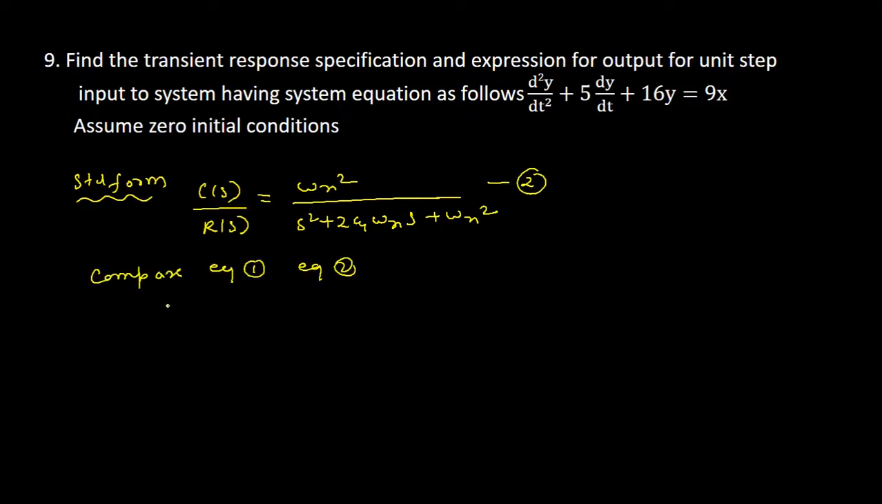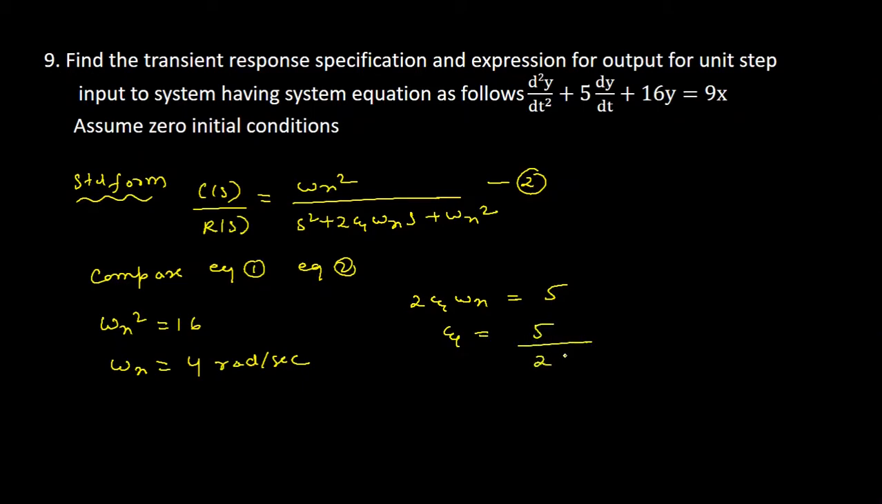Now we compare equation number 1 and 2. We will get omega n square is equal to 16. From here we will get omega n is equal to 4 radian per second. Now again when we compare both the equations, we will get 2 zeta omega n is equal to 5. Therefore zeta will be equal to 5 divided by 2 into omega n, which is equal to 5 divided by 2 into 4. Therefore zeta will be equal to 5 by 8, which is equal to 0.625.